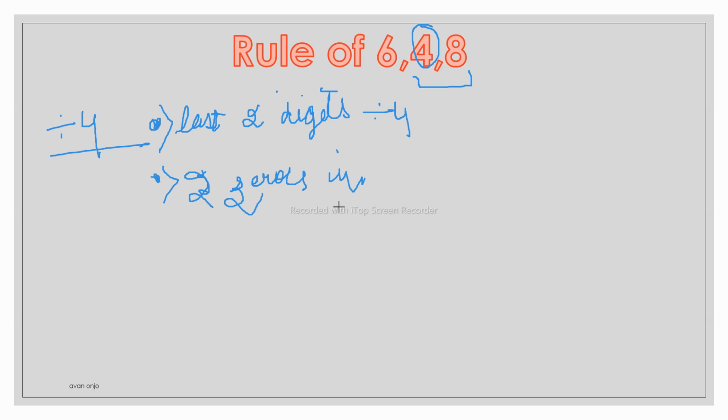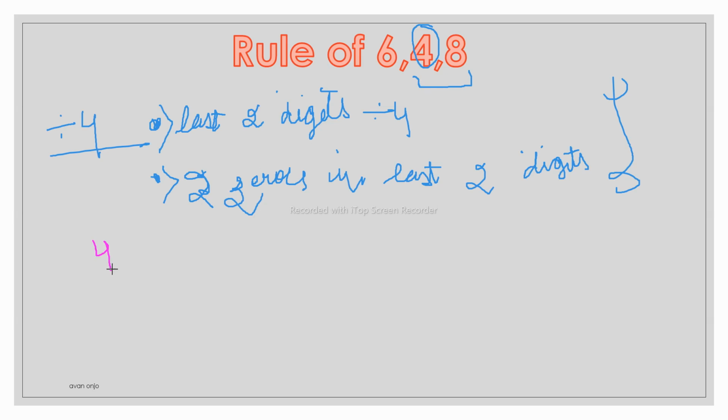So there are two zeros in the last two digits. So this is the rule. These are the two conditions, and if either of the two gets satisfied, then the number is deemed to be divisible by 4. Okay, so I'm going to share certain examples with you now, so that you are able to grasp that.